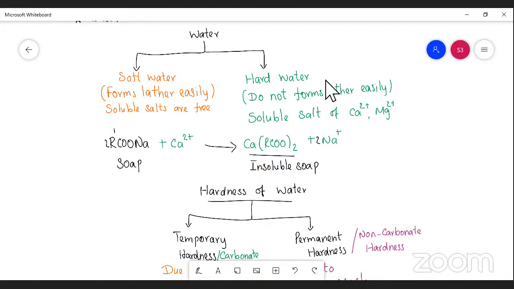How will you remove temporary hardness? What are the processes? By boiling. Very good. The second one, Clark's method. What is the chemical used in Clark's process? By adding lime. What is the formula for lime? Ca(OH)2. Calcium hydroxide.